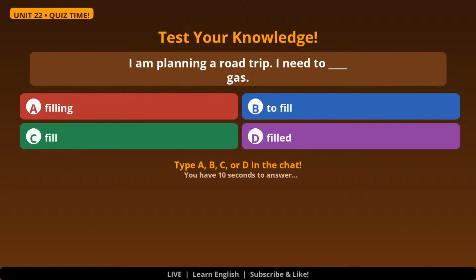Can you get this right? Here's the question. I am planning a road trip. I need to gas. Option A, filling. Option B, to fill. Option C, fill. Option D, filled. Think about it. Type A, B, C, or D in the chat. You have 10 seconds.